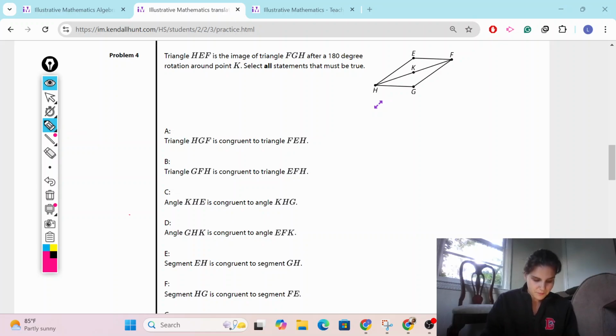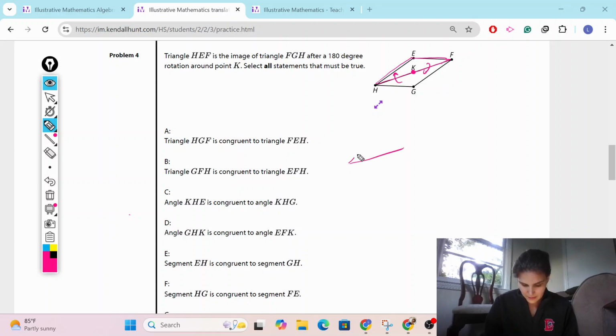Problem number 4. Triangle HEF, so we have HEF, is the image of triangle FGH, so FGH after 180 degree rotation around point K. So he got rotated all the way around. Select all statements that must be true.